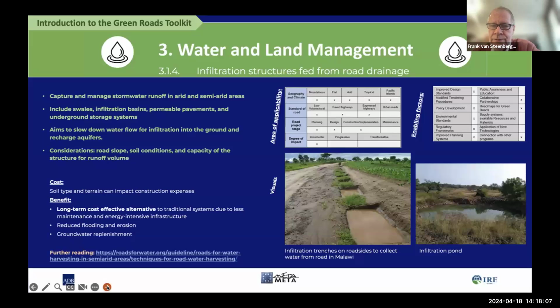Another one is to have infiltration structures fed from the road drainage. So alongside the road, there are many opportunities to channel the runoff to infiltration ponds or infiltration trenches. And the important thing to say here is something which sometimes leads to confusion. It's not actually the water that runs on the road surface, and that's not the issue. The thing is that the road is a major landscape element.